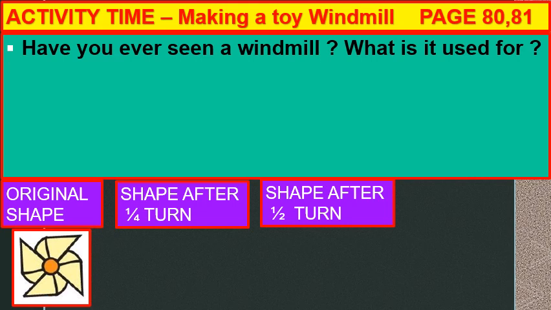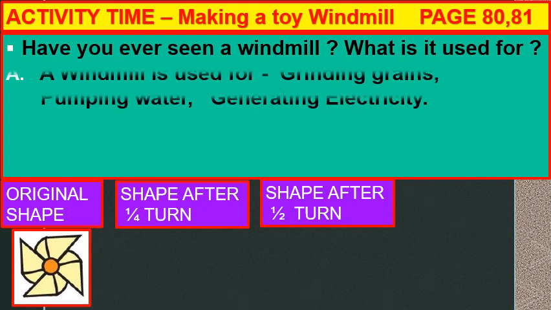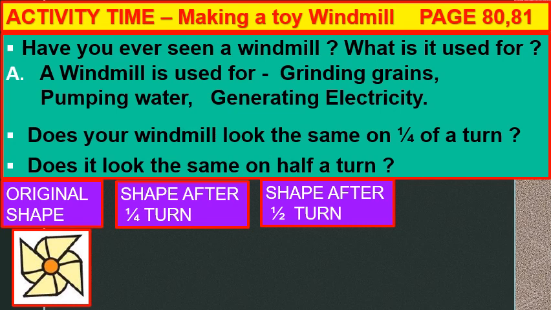Children, do you know what the windmill is used for? A windmill is used for grinding grains, pumping water, and generating electricity. Now, does your windmill look the same on 1/4 of a turn? And does your windmill look the same on half a turn?